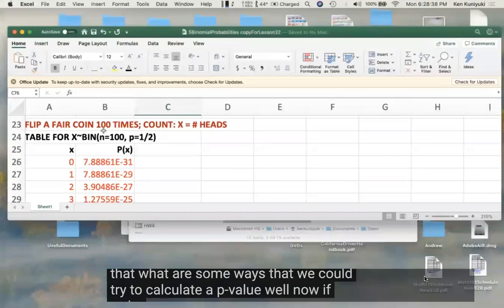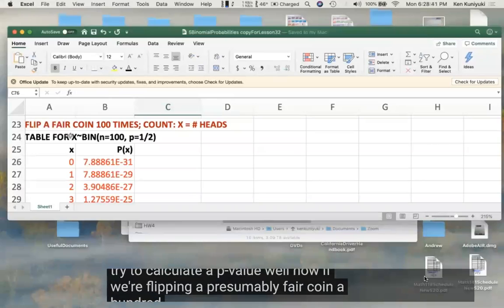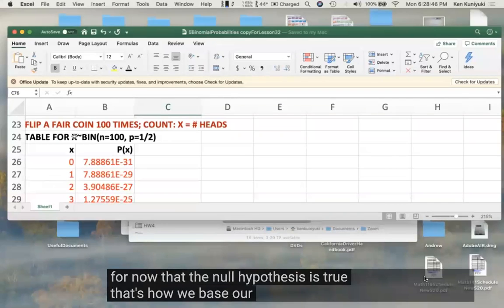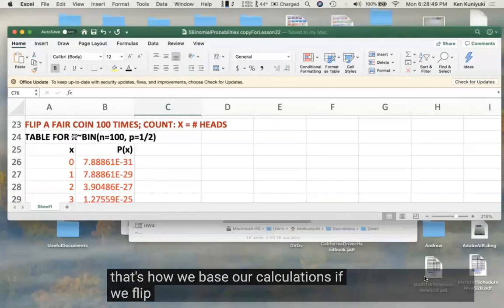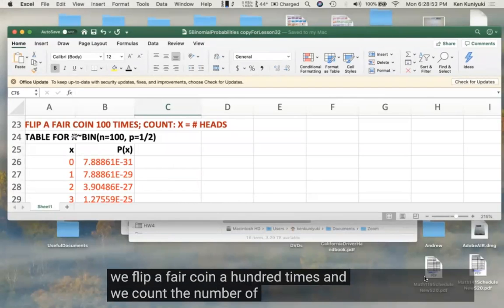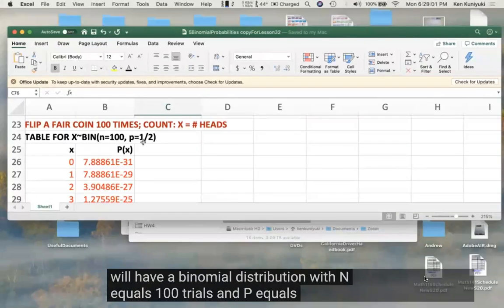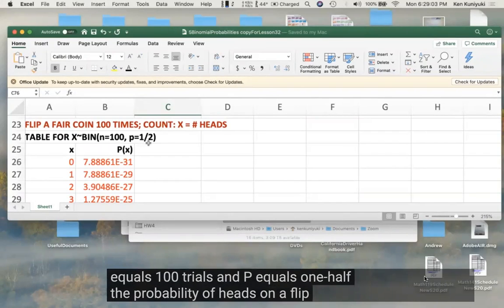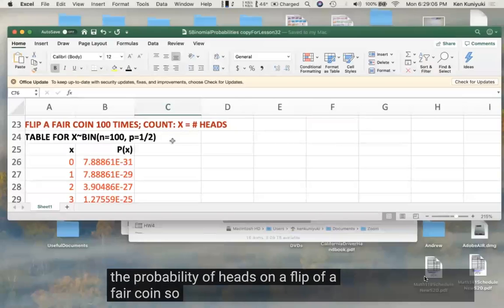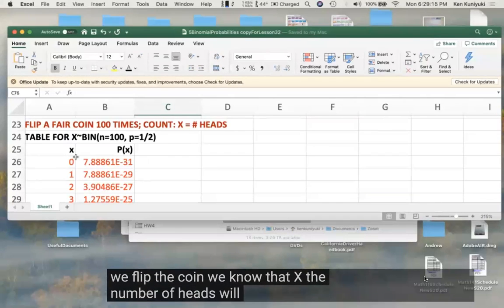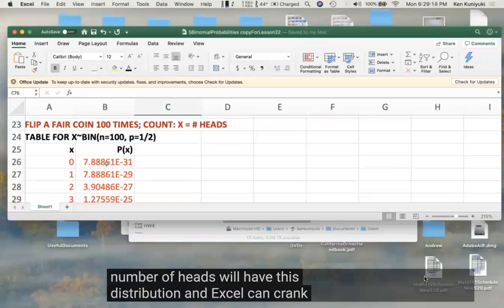Well, now, if we're flipping a presumably fair coin 100 times, remember, we're assuming for now that the null hypothesis is true. That's how we base our calculations. If we flip a fair coin 100 times and we count the number of heads, x, then x will have a binomial distribution with n equals 100 trials and p equals 1/2, the probability of heads on a flip of a fair coin. So if in fact we have a fair coin, then before we flip the coin, we know that x, the number of heads, will have this distribution. And Excel can crank out these probabilities.